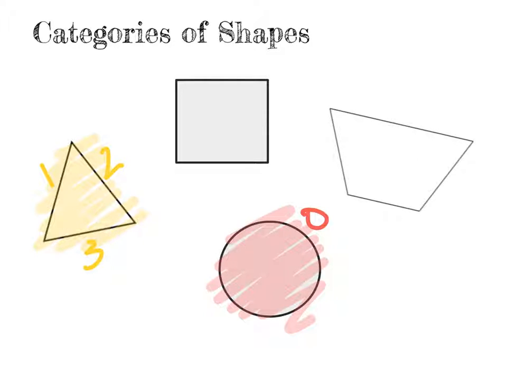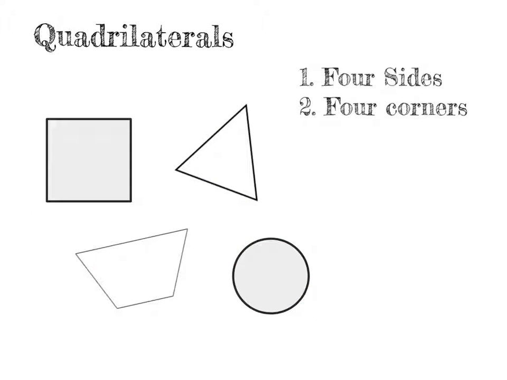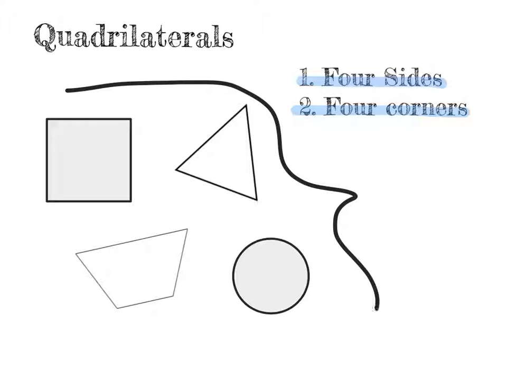Let's make it a bit harder. Which of these shapes are quadrilaterals? Well, when you're looking for a quadrilateral, you need to keep an eye out for a few important things, such as having 4 sides and 4 corners. Yep, you guessed it. These are the 2 key attributes that make up a quadrilateral. Now, let's sort these shapes right here into 2 categories, those that are quadrilaterals and those that are not.